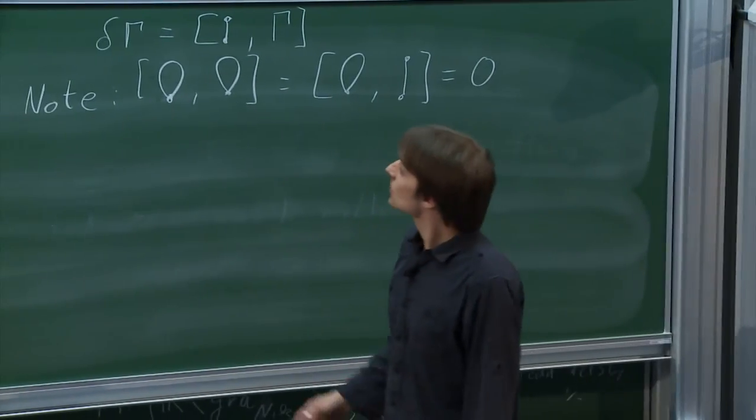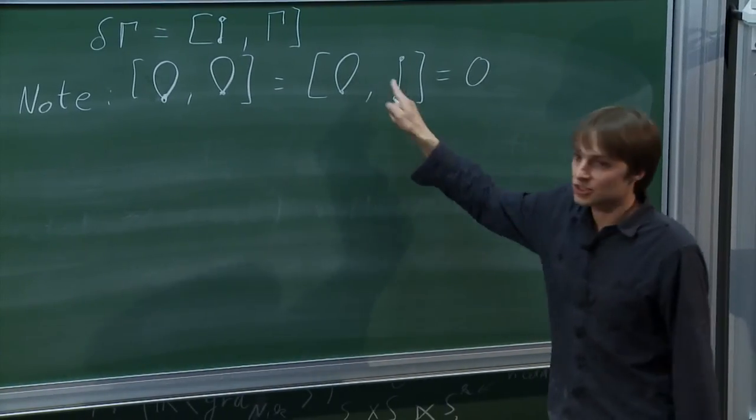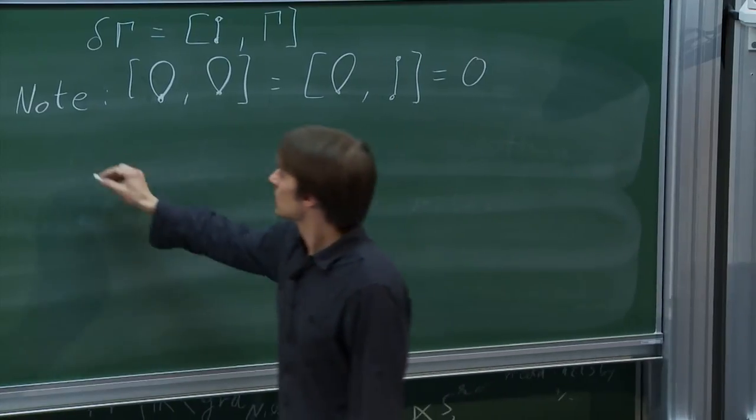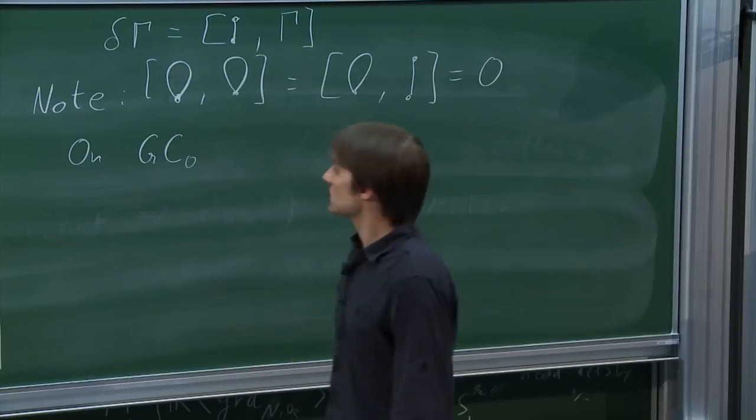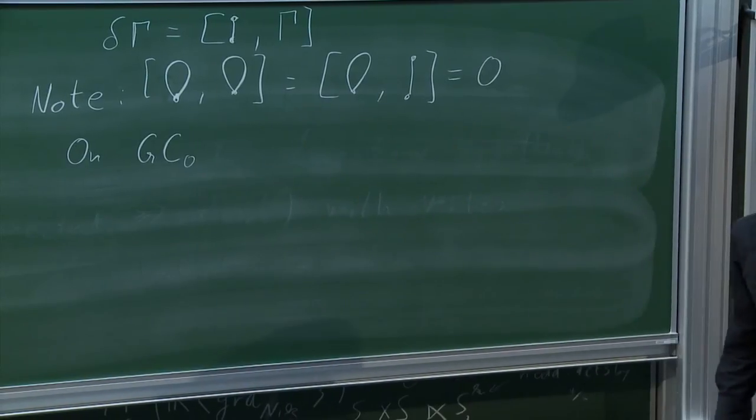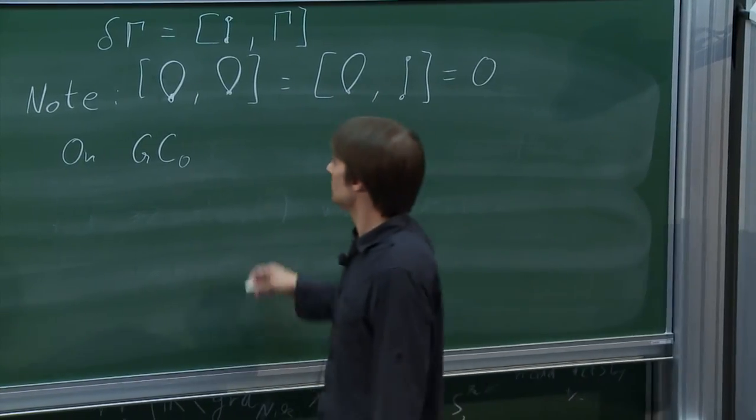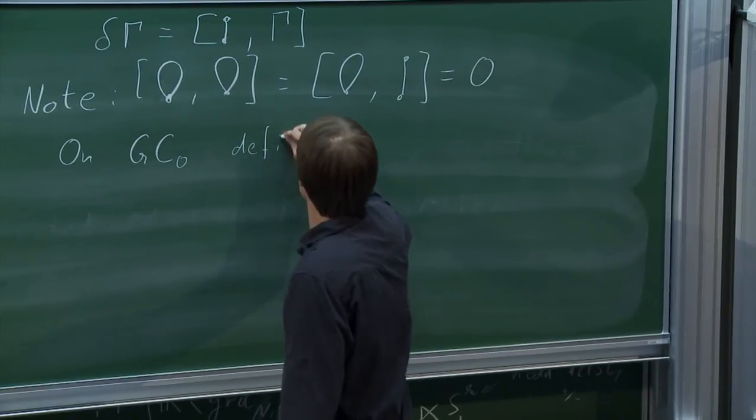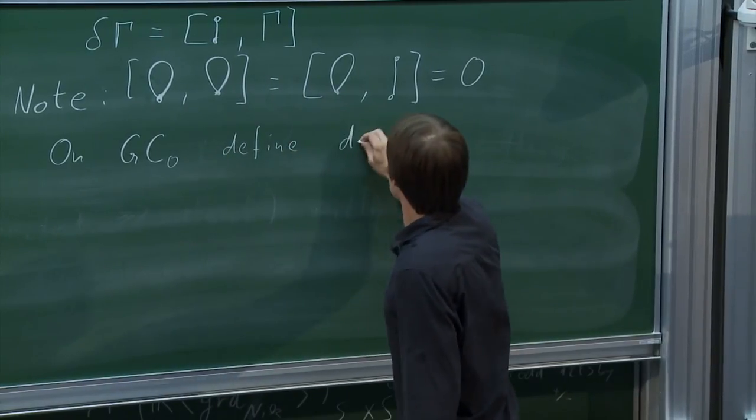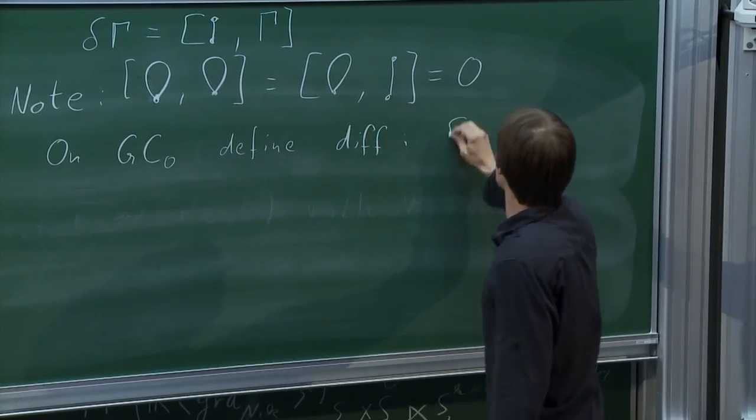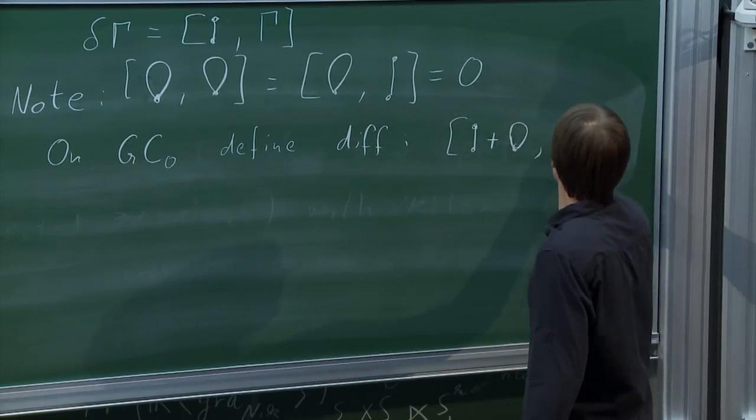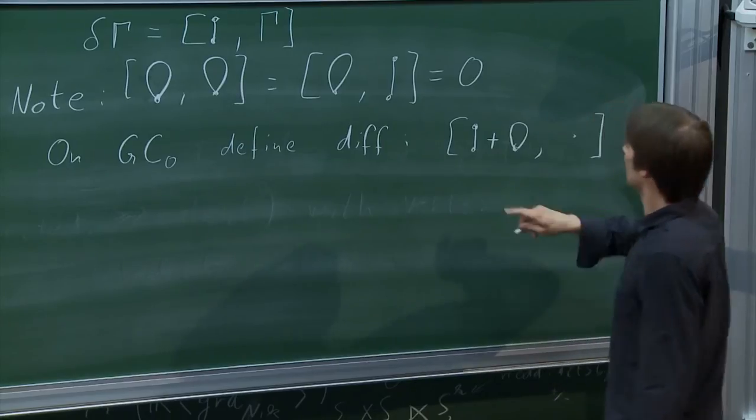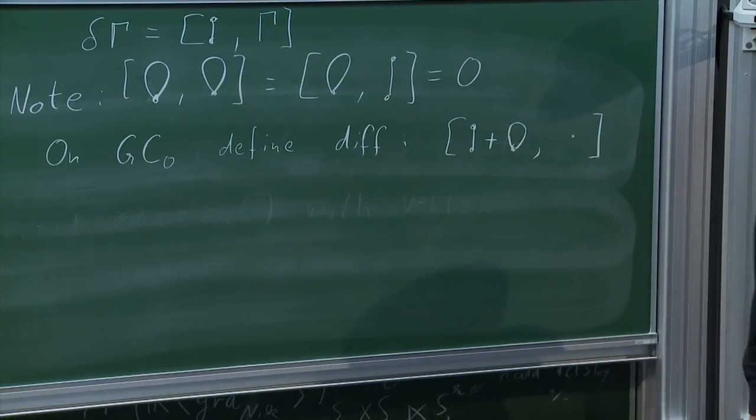And this means that you can define a new differential, which is just the sum of these two. And to make it the right degree, for my even number, let's take 0 instead of 2. So we consider GC 0. We define the differential bracket with this Maurer-Cartan element over here.